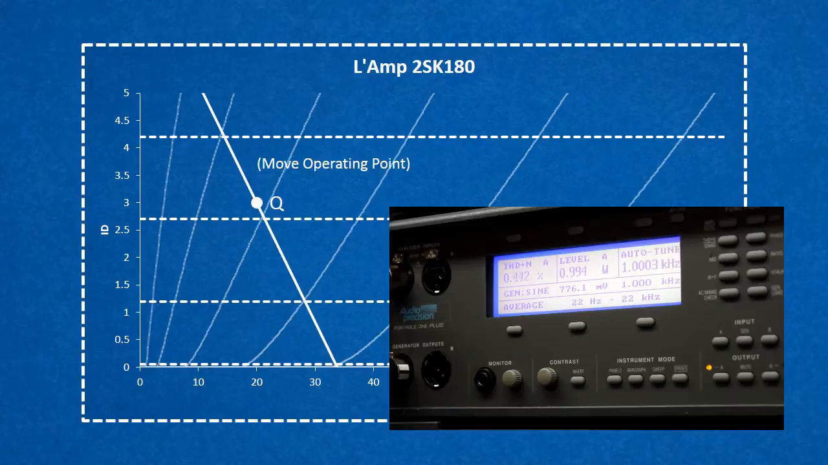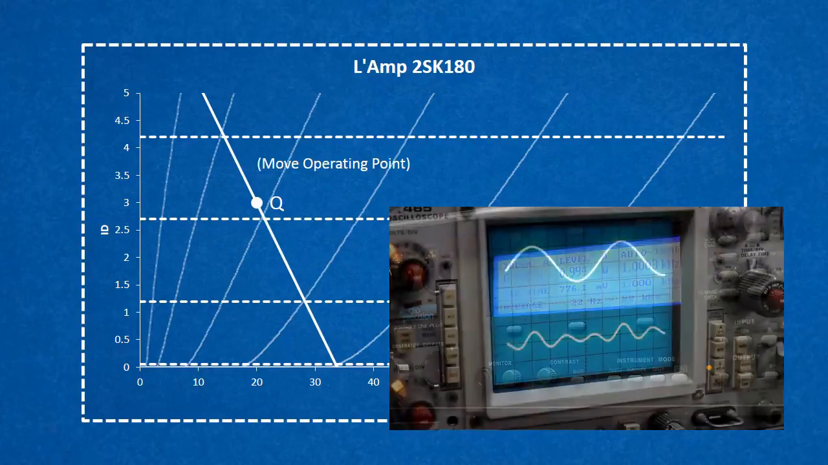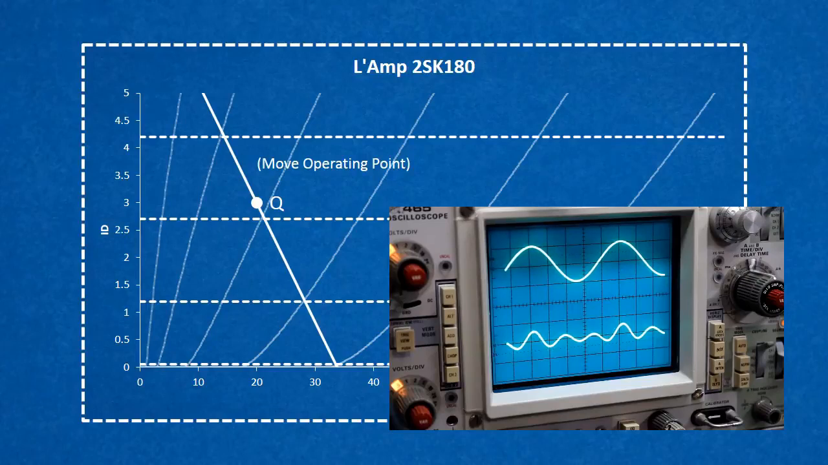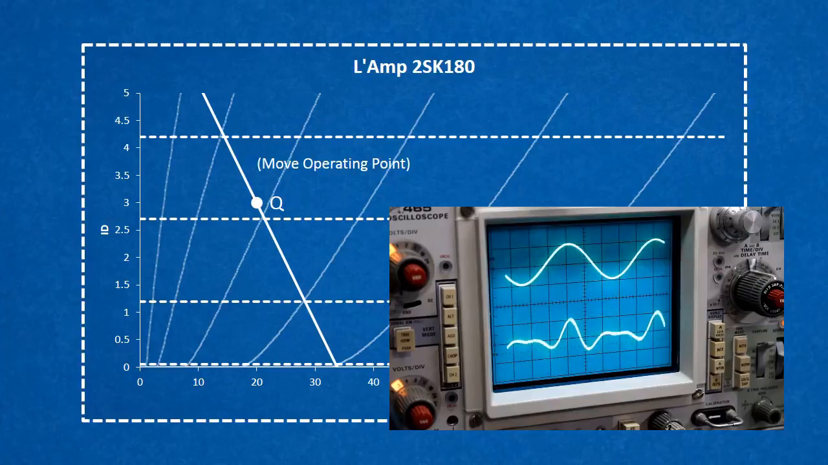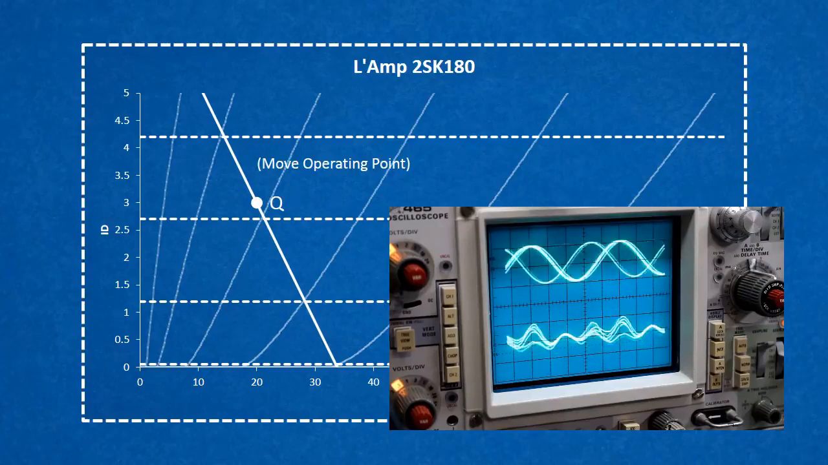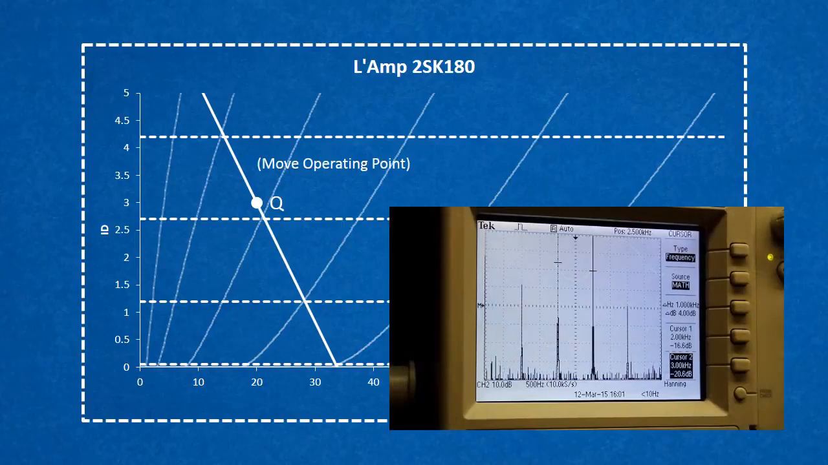Here's what that looks like in the time domain. The top trace is the input and the bottom trace is the distortion. You can see how subtle changes in the Q point change the character of the distortion. And here's what it looks like in the frequency domain. You can see how the magnitude of the harmonics changes with the Q point.